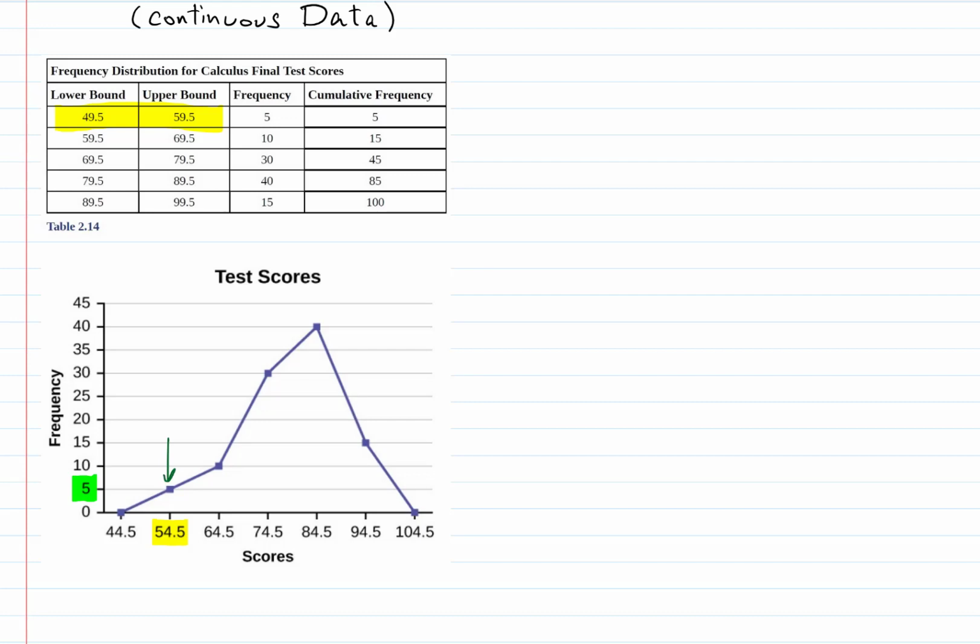Okay, now let's go to the next one. 59.5 to 69.5. What's right in the middle? 64.5. So that one number is going to represent that whole interval. What's the frequency? 10. So we get this point right here. Okay, and then we just continue. Next one, 69.5 to 79.5. The midpoint is 74.5. The frequency is 30. So we get this point right there.